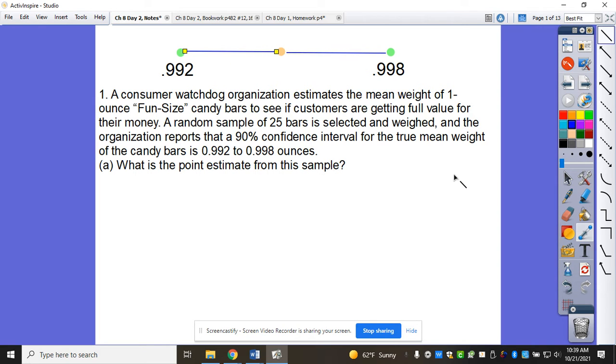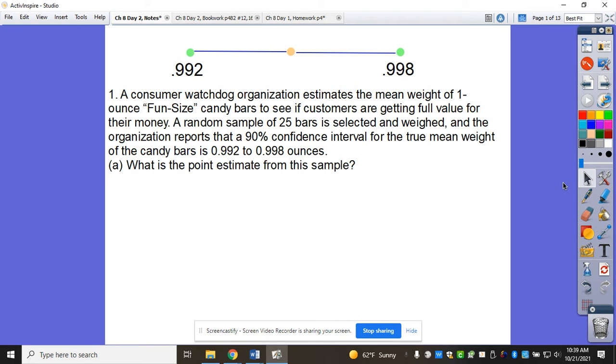So A asks for what is the point estimate of this sample. What color is the point estimate? That one in the middle. But how do I know what the value of it is? It's right in the middle, so you just find the middle of the two. So even though it doesn't actually give it to me, if I know both my endpoints, they're the same distance away from those endpoints. So what is my point estimate here? 0.995. And what would my symbol for that point estimate be? X bar. And what are my units here?